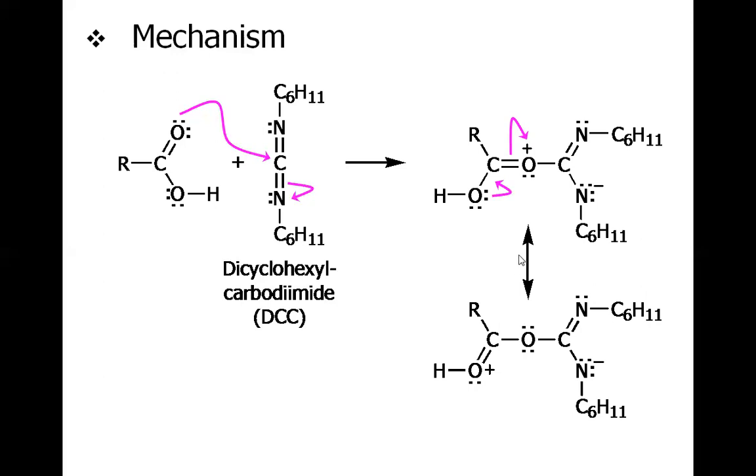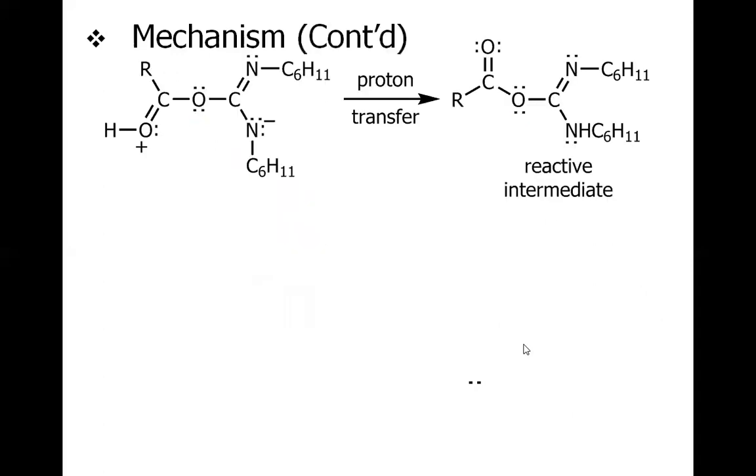So this intermediate has the same structure as this one, the only difference is the resonance. So why did it happen? Because now this hydrogen, if we remove this hydrogen, we may have this oxygen as a neutral.